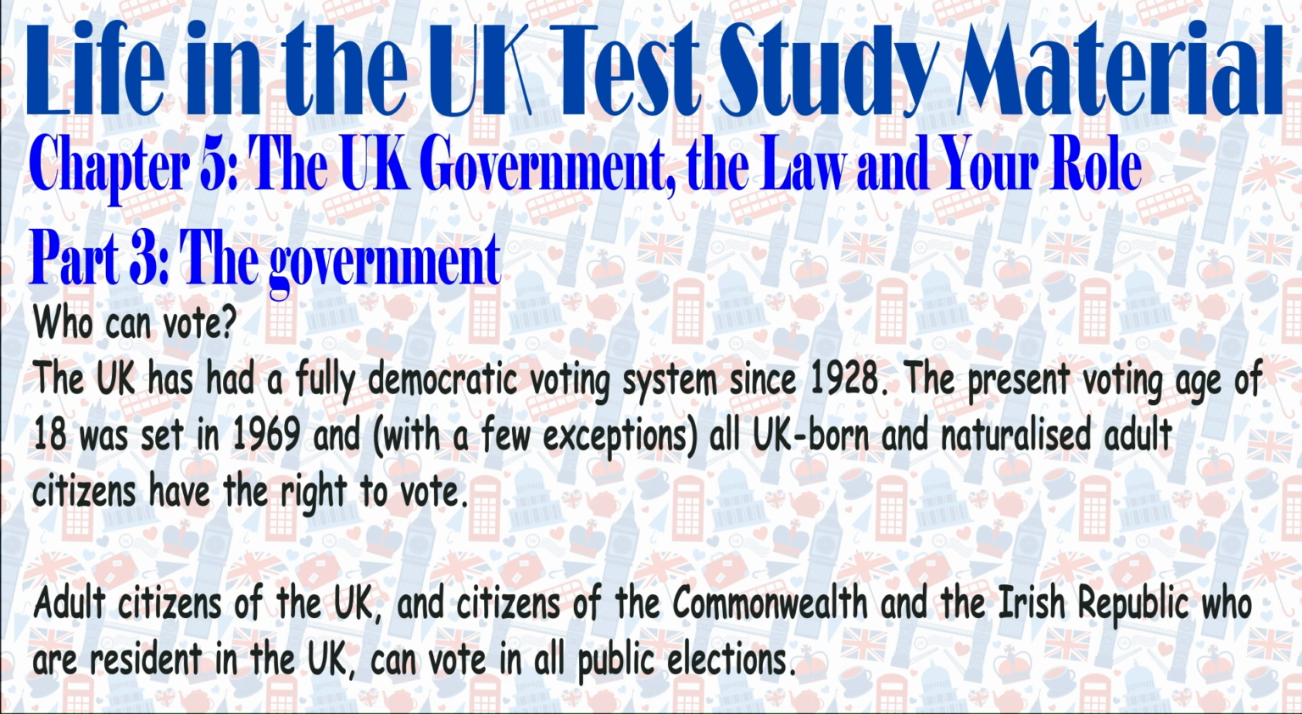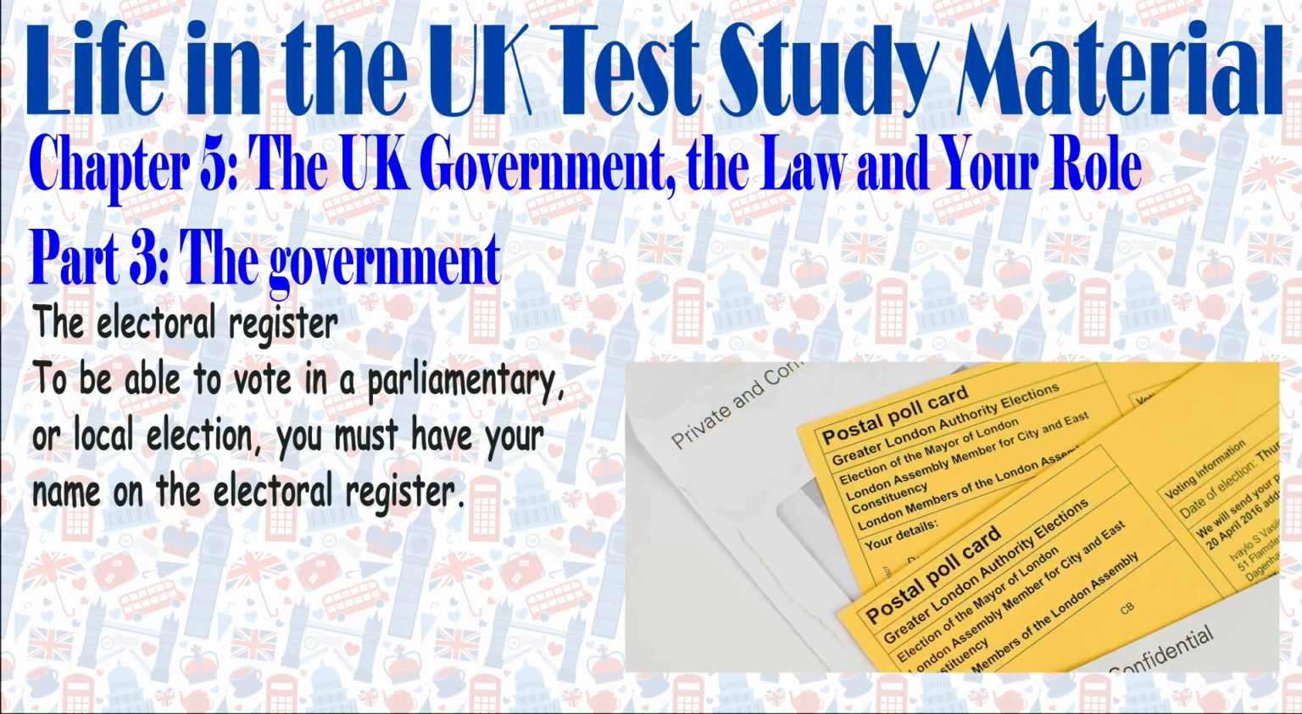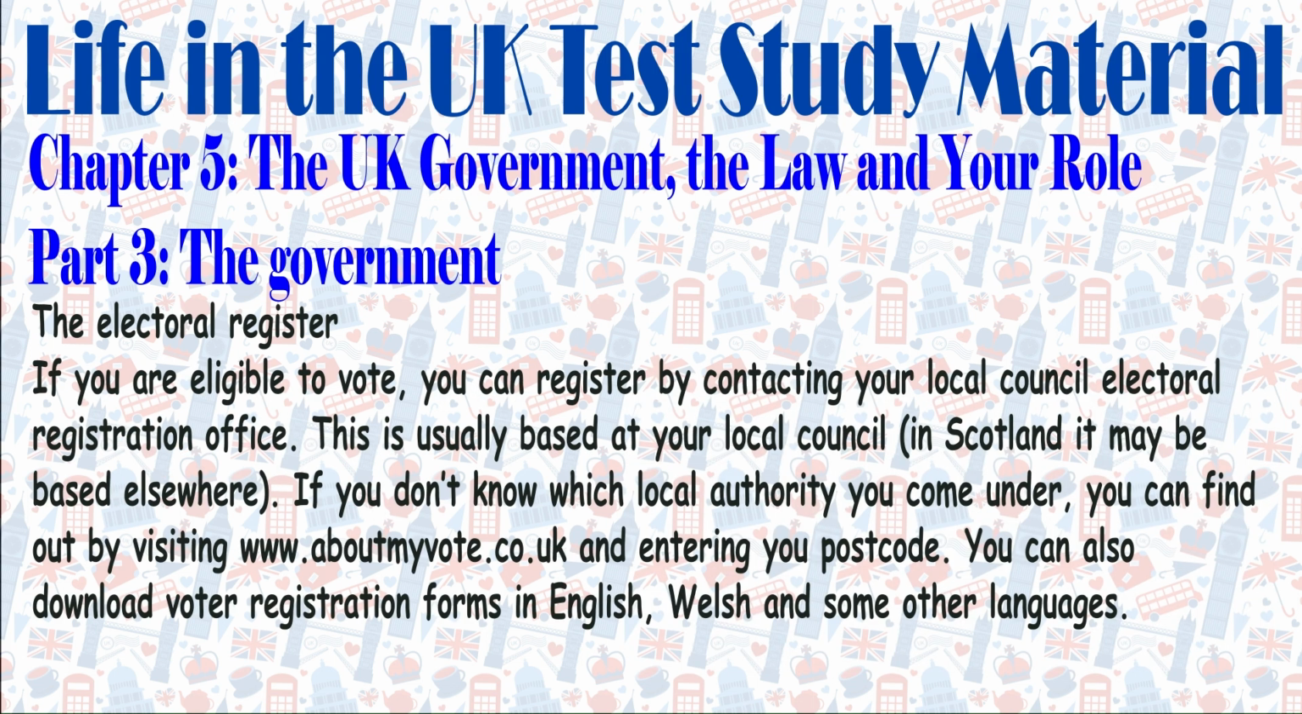Adult citizens of the UK, and citizens of the Commonwealth and the Irish Republic who are resident in the UK, can vote in all public elections. The electoral register. To be able to vote in a parliamentary or local election, you must have your name on the electoral register. If you are eligible to vote, you can register by contacting your local council electoral registration office.